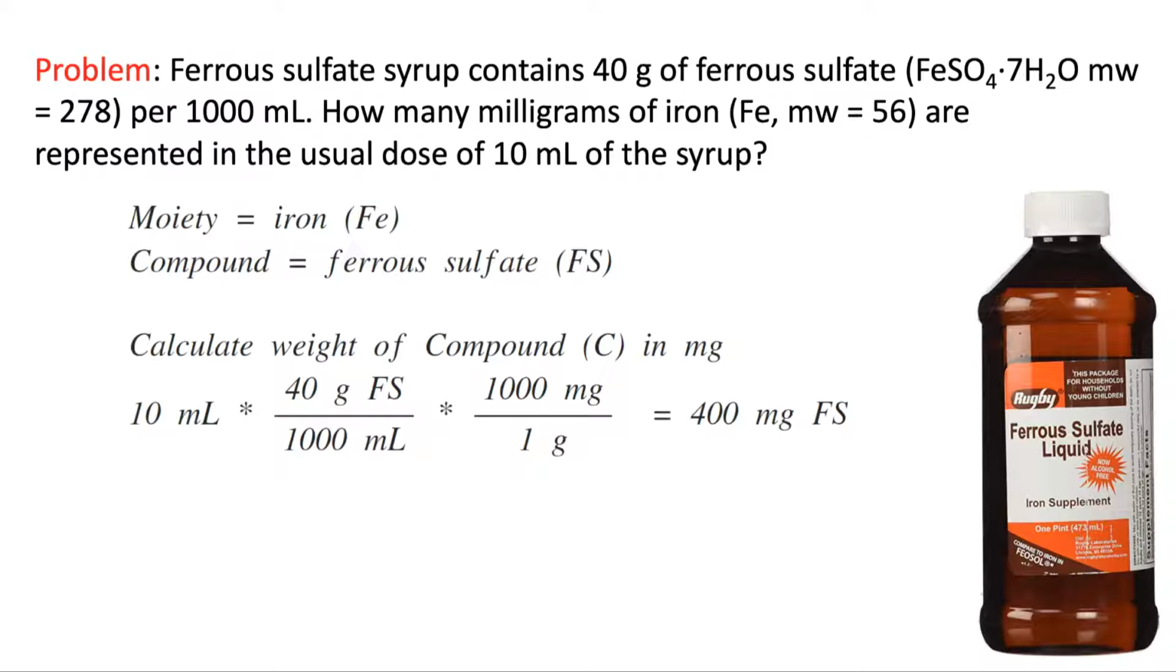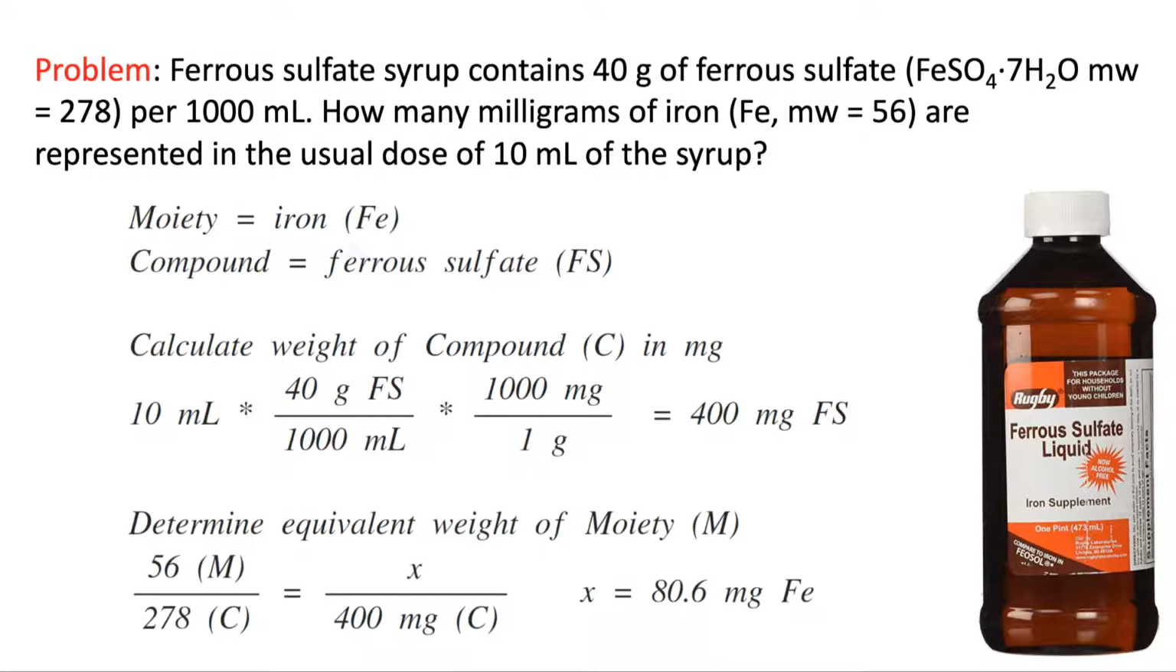Okay? Now, this is the trick. How do we go from the weight of the ferrous sulfate to the equivalent weight of just the active moiety iron? Okay, we do that by setting up a proportion. And I will tell you to set this proportion up in the same order each time to avoid mistakes. So what I recommend, and it's not like you'd have to do it this way, but I think it makes sense, is to set the weight of the moiety over the weight of the compound. And when I say weight, I mean the molecular weight.